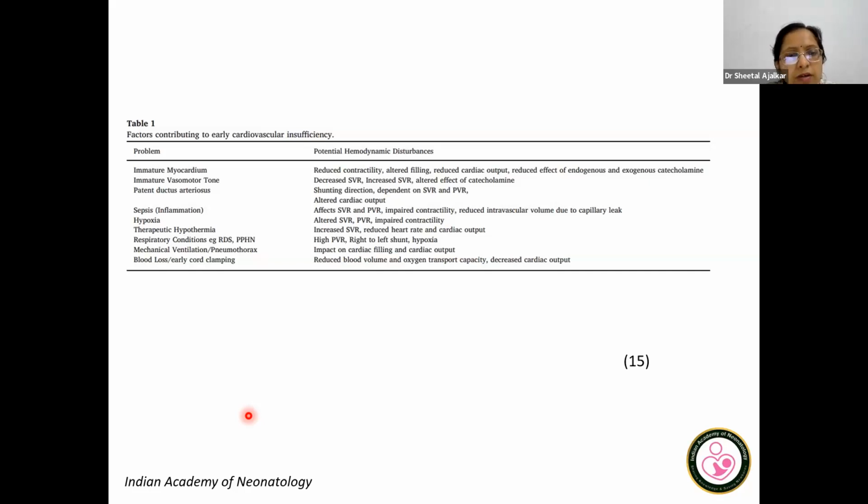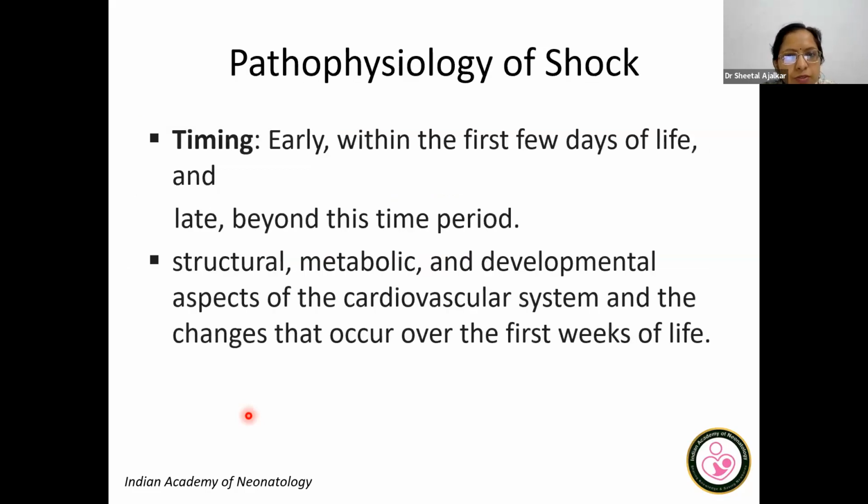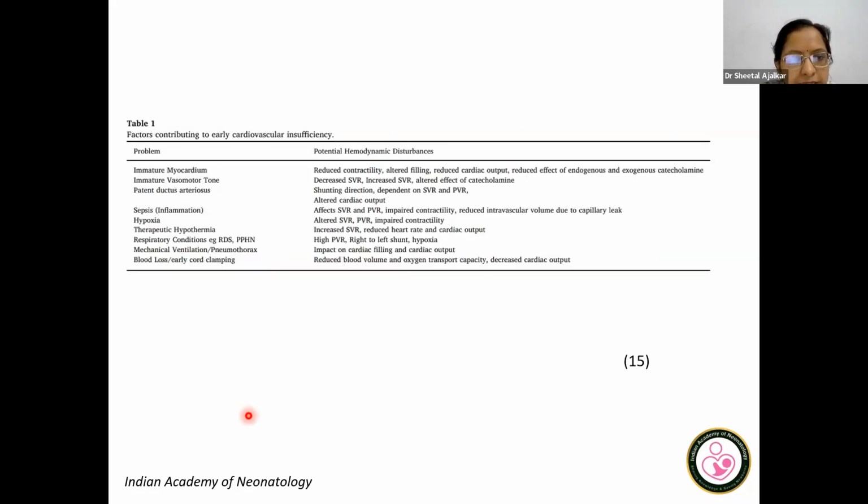And blood loss and early cord clamping. So basically, it reduces the blood volume and oxygen transport capacity and decreases the cardiac output. So about the early cord clamping, basically it is not at all physiological.